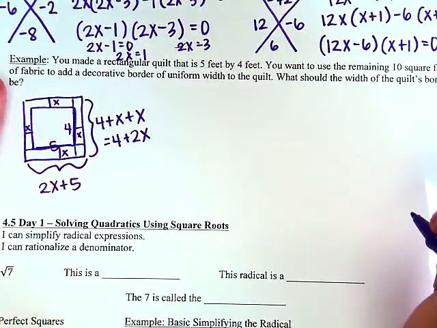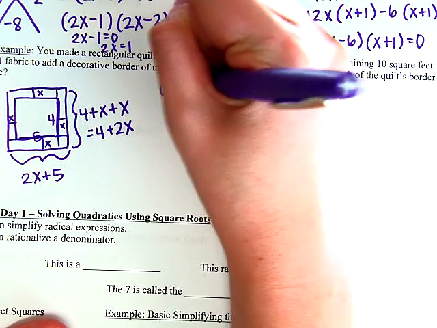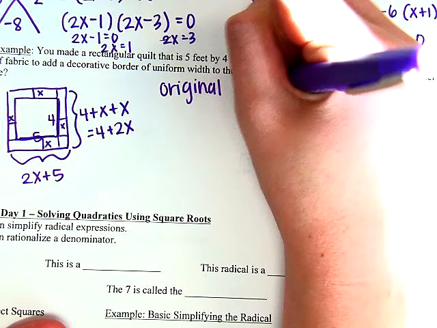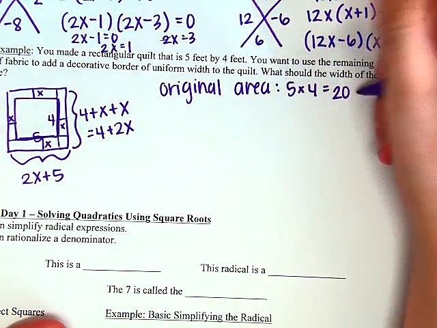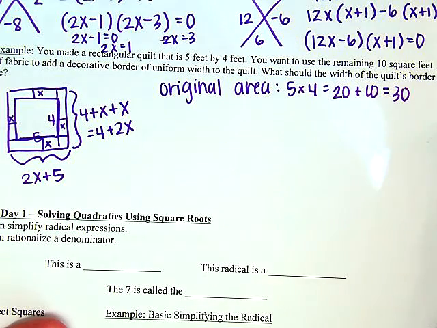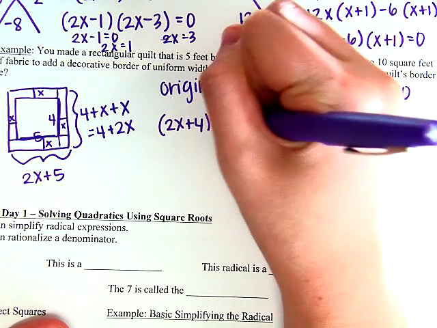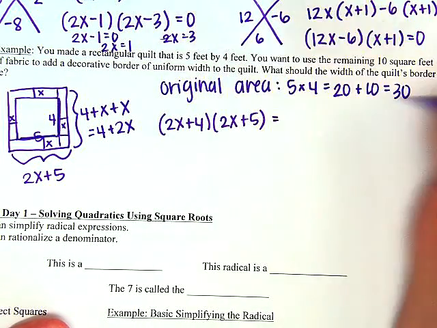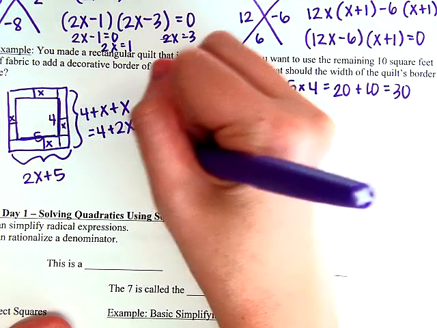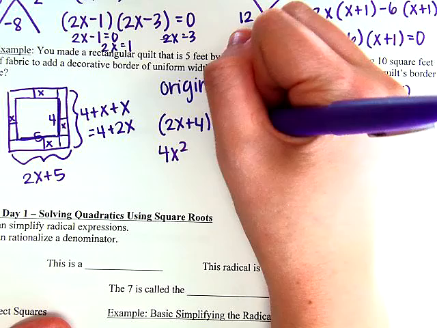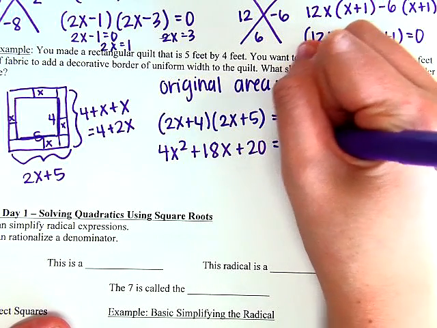So now when I find my area, my original area is just 5 by 4, which equals 20, and I want to add 10 more feet, so I want this whole thing to be 30. So my area would be 2x plus 4 times 2x plus 5 equal to 30, because that's what I want the whole thing to be. Now I'm going to FOIL: 4x squared plus 10x plus 8x, so I got plus 18x plus 20 equals 30.